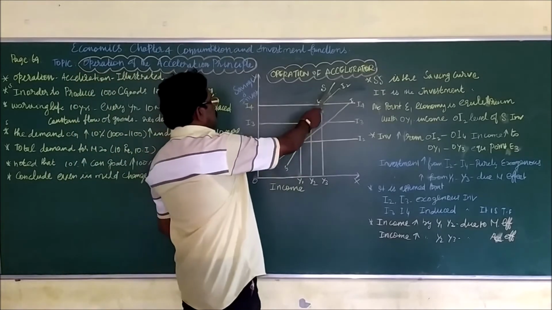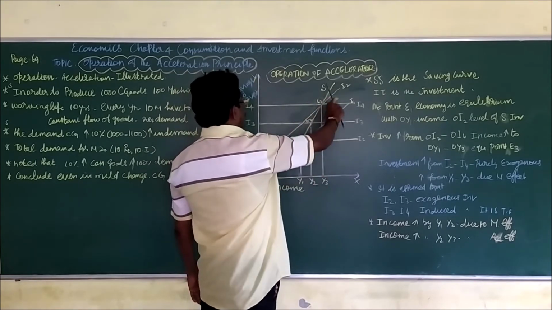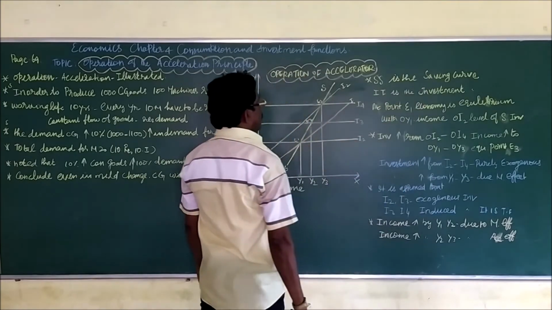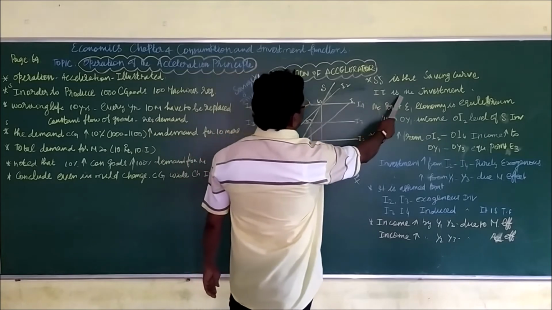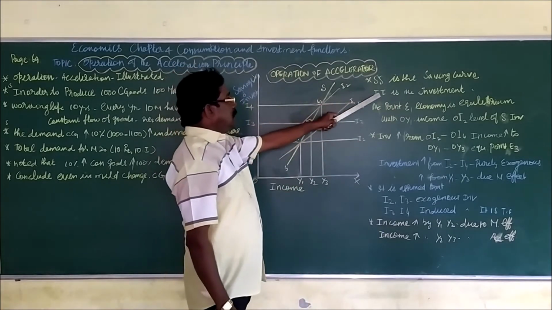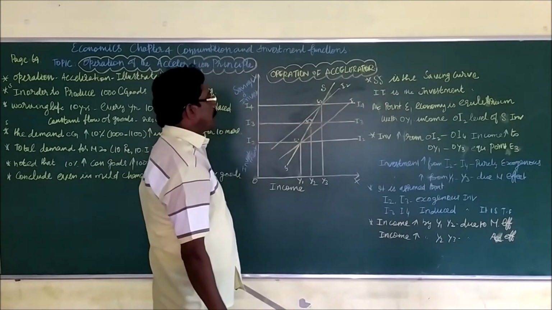Then, this is the S curve and S1. The S curve explains the savings of the people, and I and I1 refer to the investment. The S curve explains the savings. The I curve explains the investment.